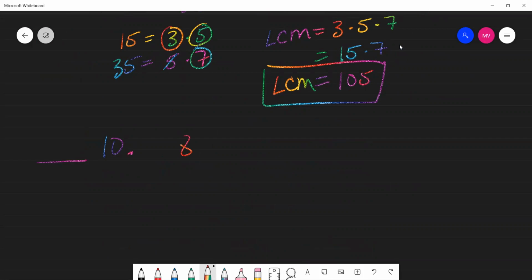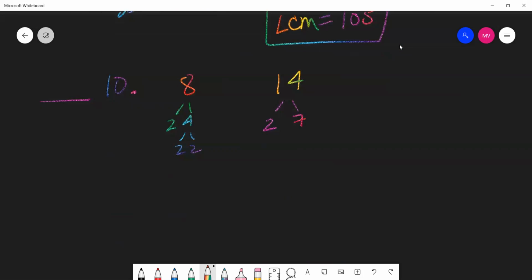All right, last one is 8 and 14. So 8 breaks down into 2 times 4, which breaks down 2 and 2. 14 is 2 and 7. Okay, so this is what I'm talking about when you make sure you choose the base number with the highest exponent. So it's the opposite of what you do when you find your greatest common factor. All right, so 8 is 2 cubed, whereas 14 is 2 times 7.